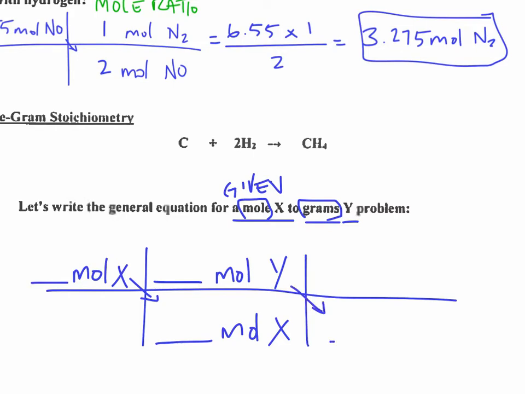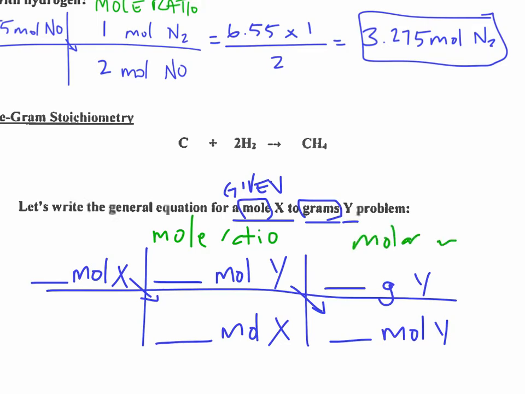I bring down my unit. So my unknown value, moles of Y. And now, using my molar mass equation, or conversion, I can go from moles of substance Y to grams of the same substance. So this right here is the mole ratio, and this is the molar mass. Okay, we'll look at some examples here on the right.